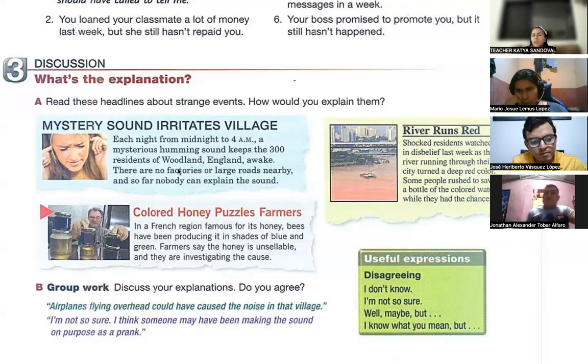Then we have the next one, colored honey puzzles farmers. In a French region famous for its honey, bees have been producing it in shades of blue and green. Farmers say the honey is unsellable and they are investigating the cause. What do you think about that?